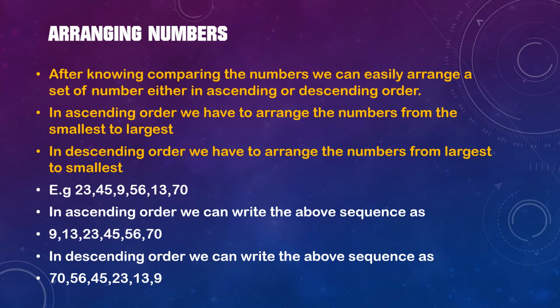To understand this, we take an easy example. In this example, we have a sequence of some numbers. We have to arrange first in ascending order. We arrange it like 9, 13, 23, 45, 56 and 70. We arrange the above sequence from the smallest 9 to the largest 70. And in descending order, we arrange the above sequence as 70, 56, 45, 23, 13 and 9. Here we arrange the above sequence from the largest 70 to the smallest 9.